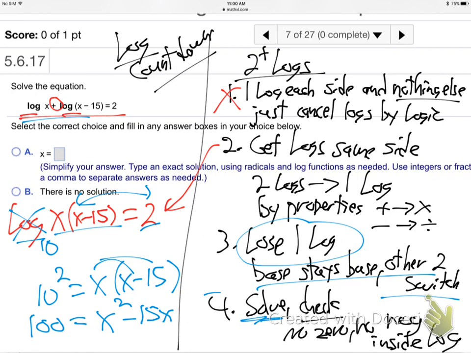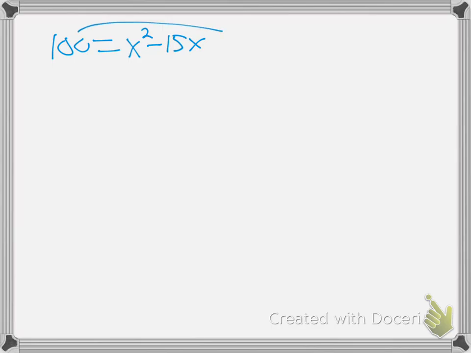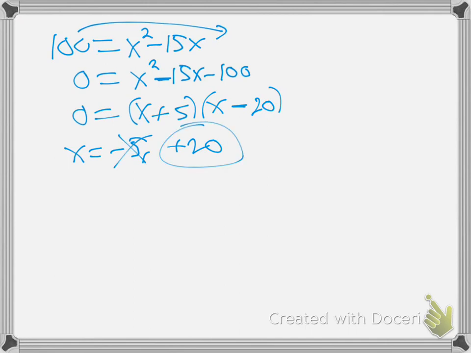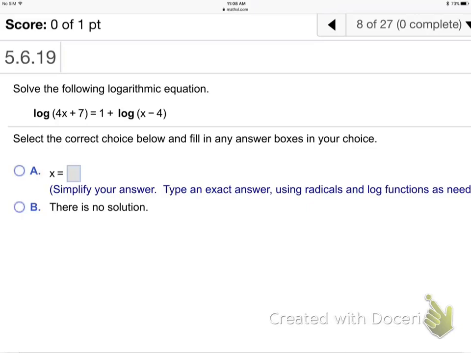All right, so we get to there. Then just move that 100 over: x squared minus 15x minus 100. Do the parentheses. What multiplies to 100? 5 and 20. Use your calculator. The sign in the middle goes with the bigger number, and the other is just the opposite sign. You know how it works. Then you check them, but the negative 5 would make the inside of the log 0, so the answer is just 20.